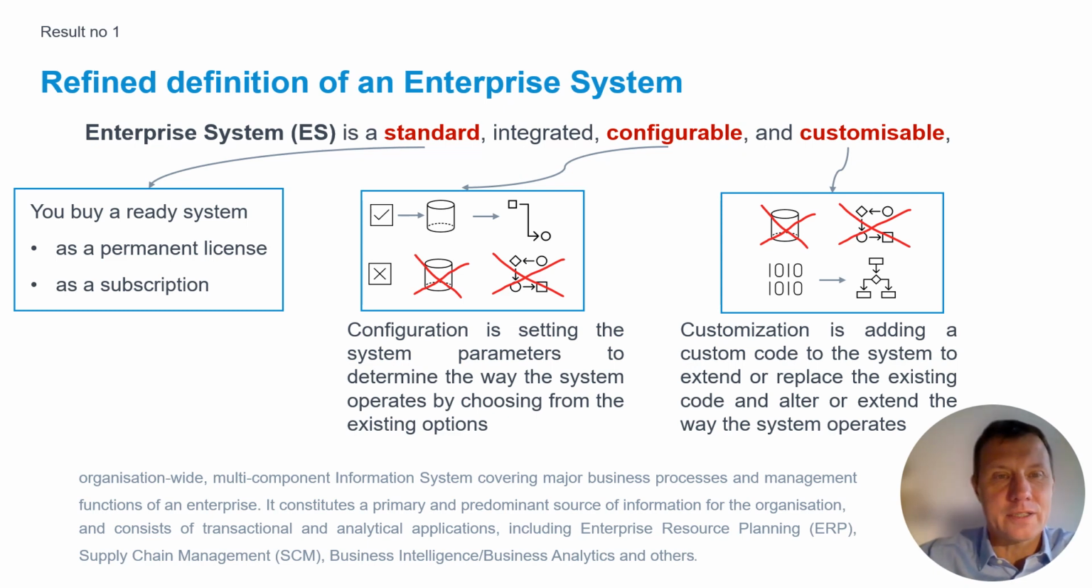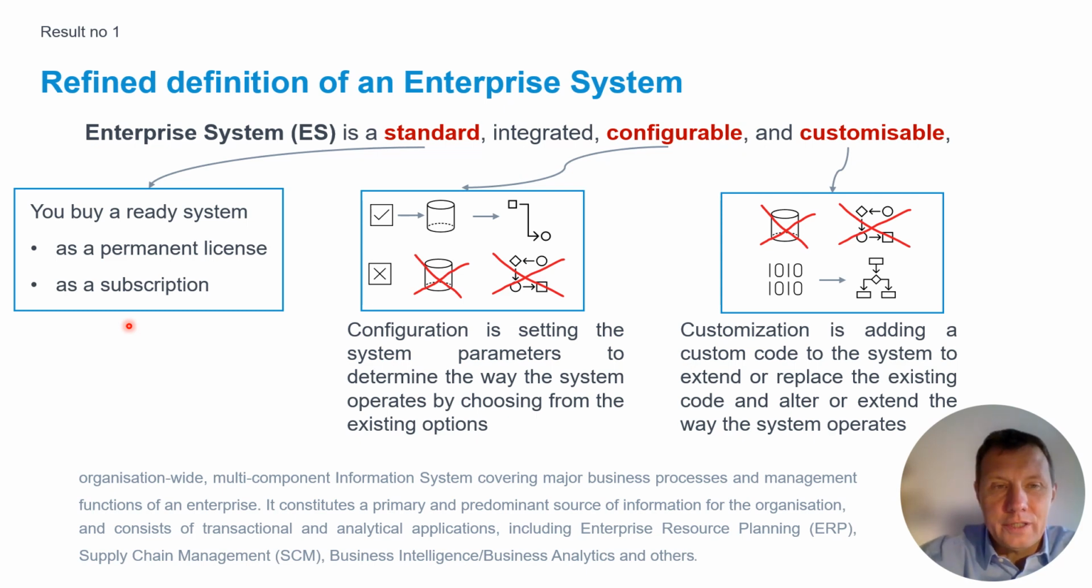What does it mean it's standard? It means simply that you buy a ready system. You don't create it yourself, you don't program it yourself, you buy it from a vendor. You buy it in the form of a permanent license or as a subscription. As this system is standard, it's not adjusted to your company. It has some standard functionality which a vendor thought would be okay for many enterprises.